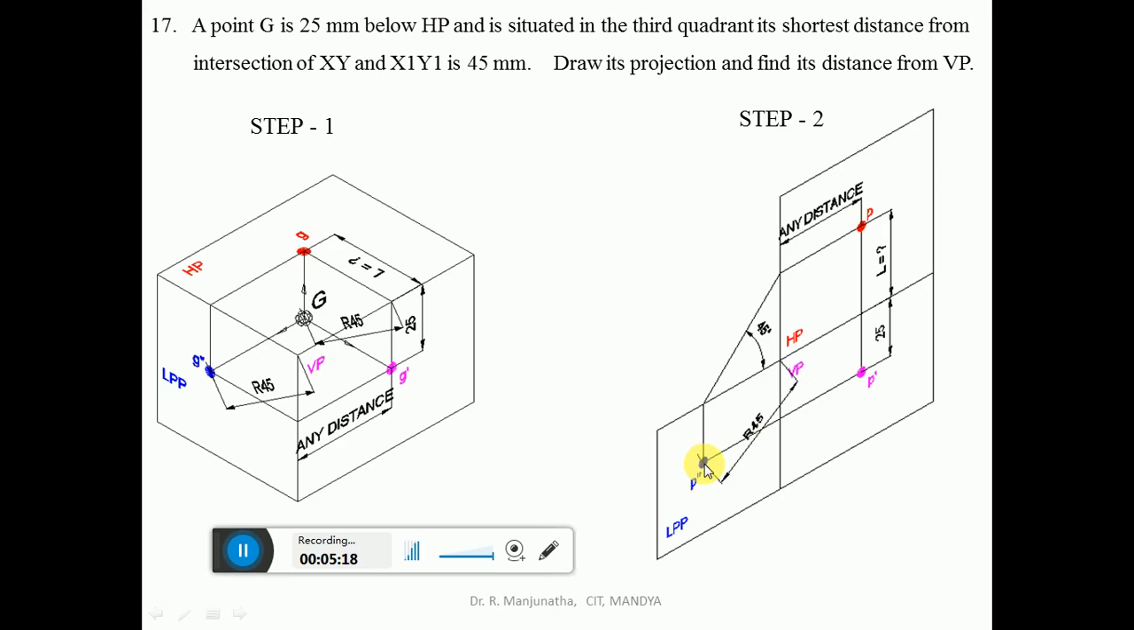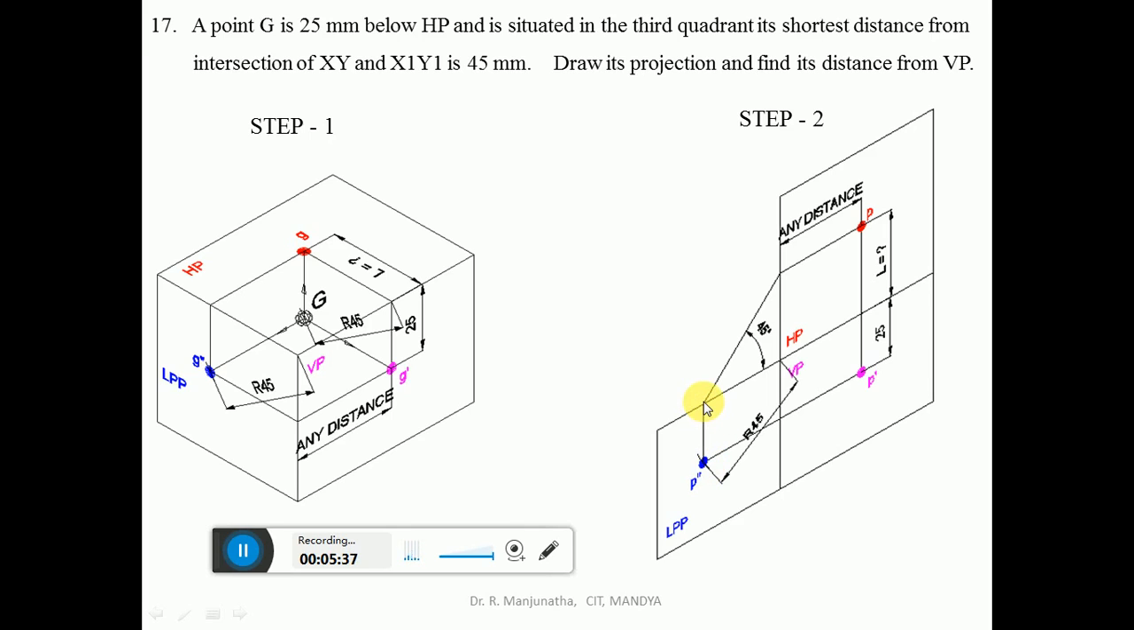And once you get this point, you mark that point as G double dash. Then you project this vertically upwards, so that this is going to be the behind VP. This behind VP, which is horizontal here, and this is going to be the below HP. So this below HP is vertical.